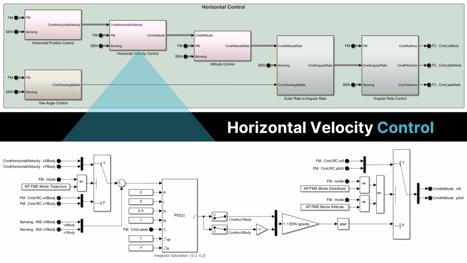Horizontal velocity control. The horizontal velocity controller regulates the quadcopter's motion in the XY plane, forward, backward, and left-right movement, by controlling velocity x and y. The controller generates the desired attitude, specifically roll and pitch angle commands.